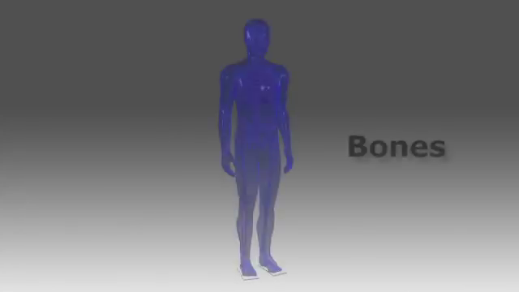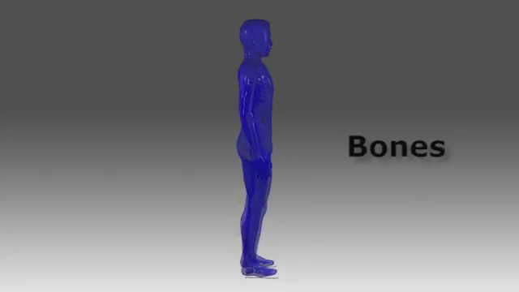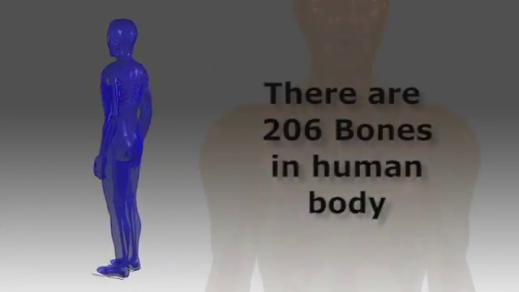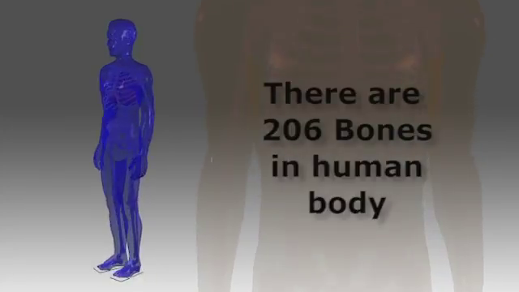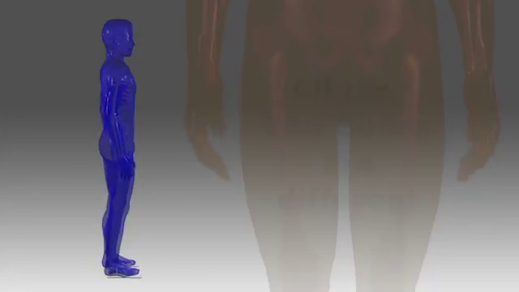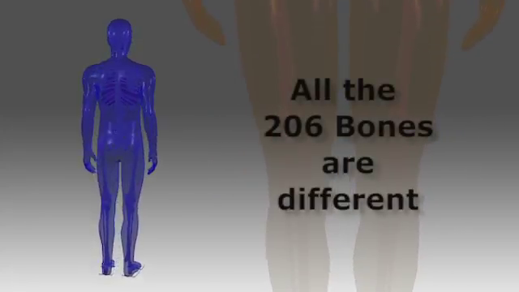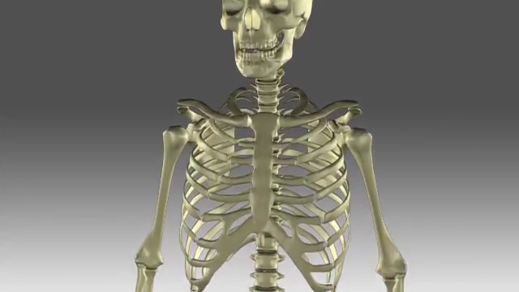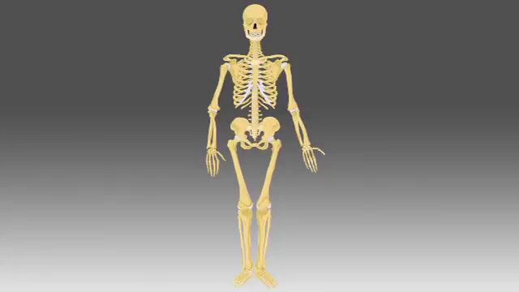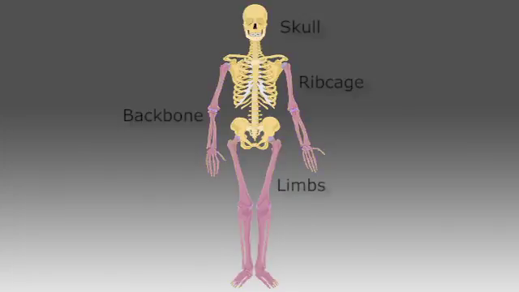Now, talking about the bones, do you know how many bones we have? There are 206 of them. Not all the 206 bones are of the same type. They are all different and perform various functions. Therefore, our skeleton can be divided into different parts based on their functions. There is the skull, the rib cage, the backbone, and the limbs.